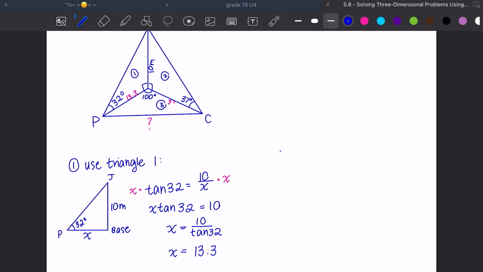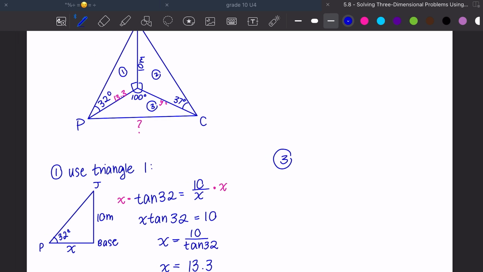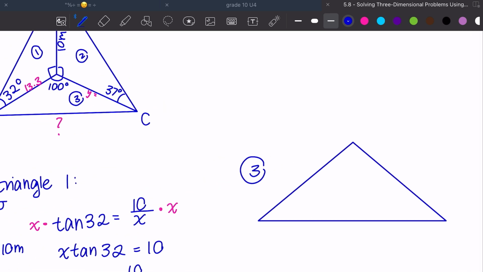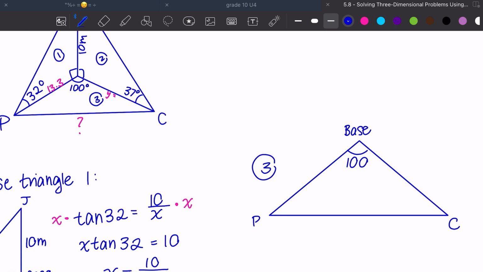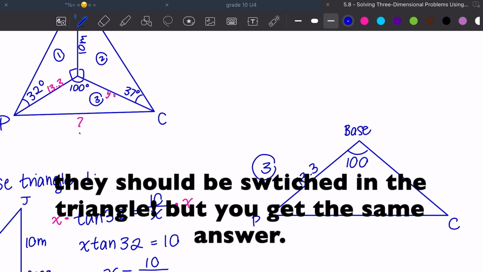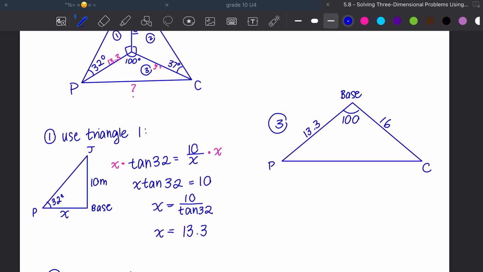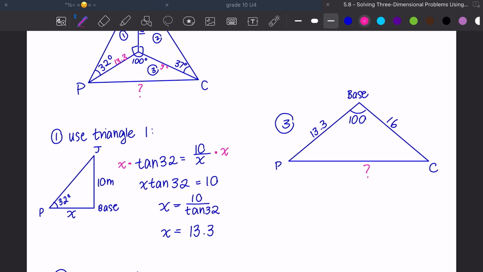Okay, and then last step, we need the base of this triangle. So we don't know this. We know this angle is 100. And we've got parent and coach. And we know that this is 13.3. And we know that this is 16. Okay. And now we need this distance. What can I use for this?